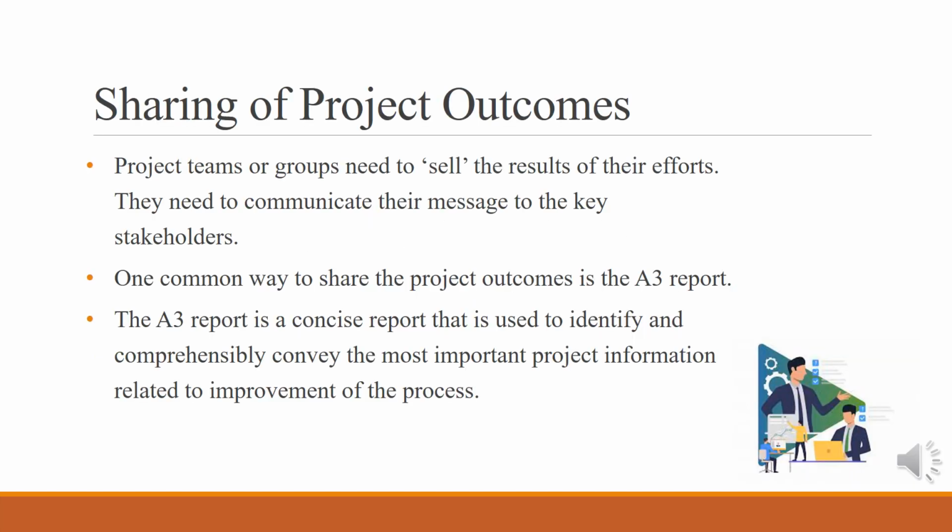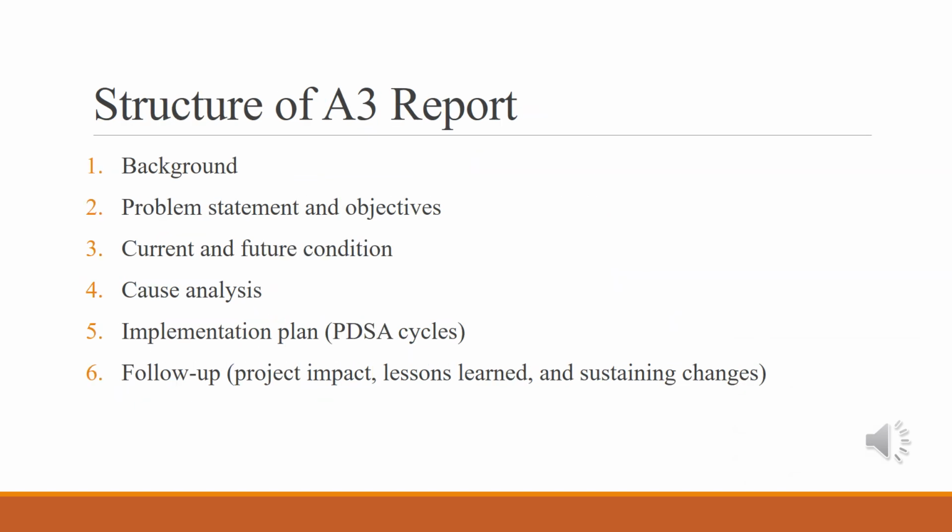So after they have completed the results, the project team will need to sell the results of their efforts. They need to communicate their message to the key stakeholders, and one common way to do so is through the A3 report. Alright, the A3 report is a concise report that is used to identify and comprehensively convey the most important project information related to the improvement of the process. Now, let us have a look at how an A3 report looks like.